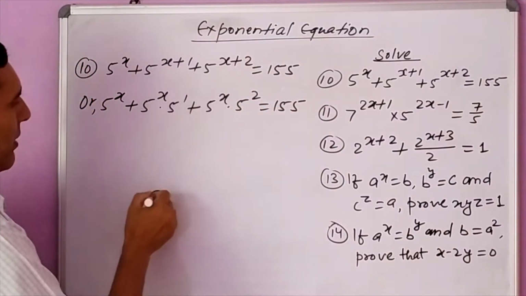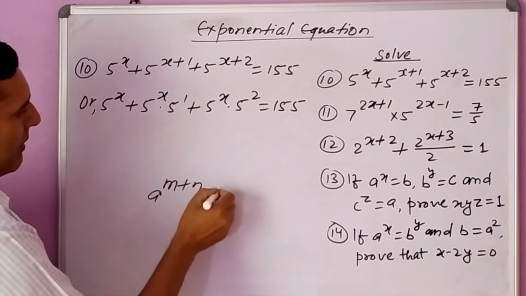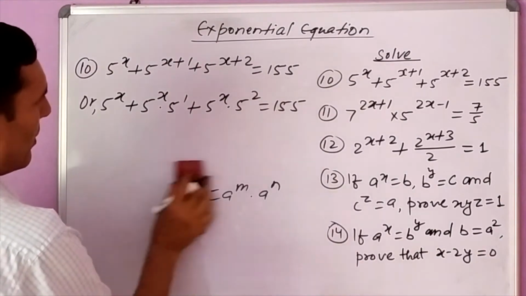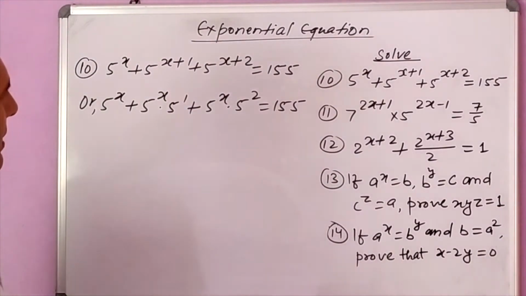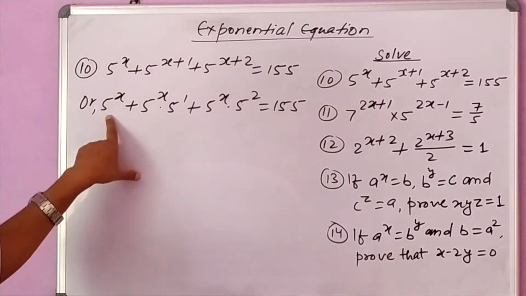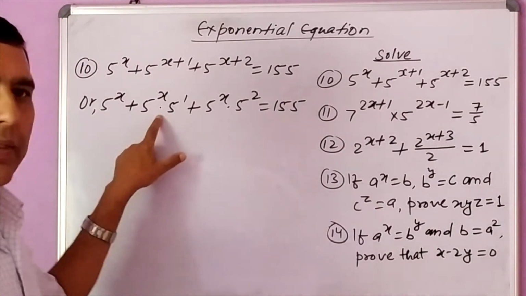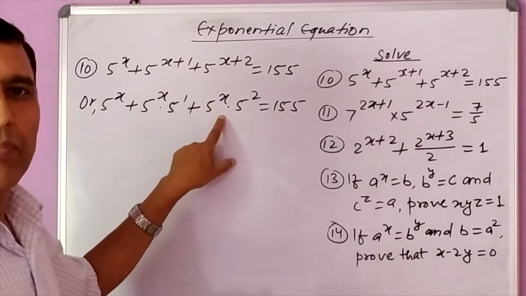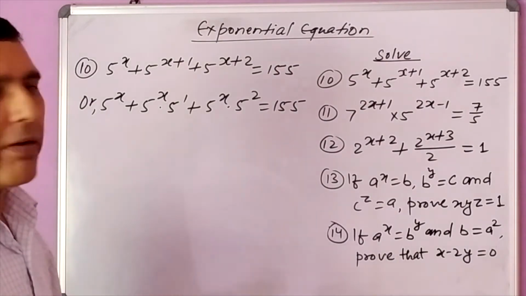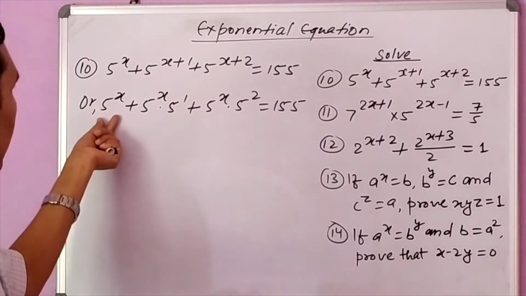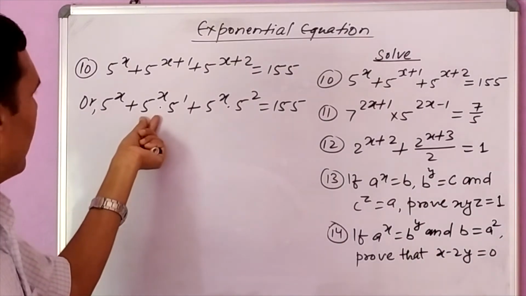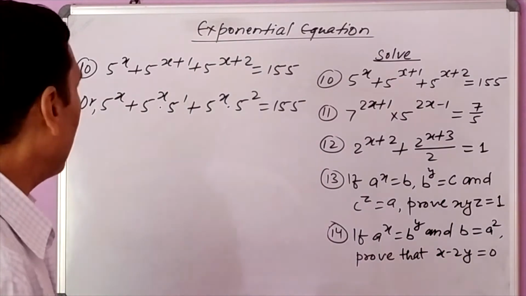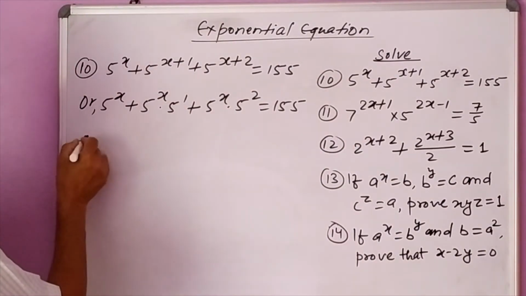Because we know that a to the power m plus n is equal to a to the power m into a to the power n. So we can take 5 to the power x common here. The first term we have 5 to the power x only. Second term 5 to the power x into 5 to the power 1, plus third term 5 to the power x into 5 square. We have 5 to the power x in all three terms, so we can take 5 to the power x common.